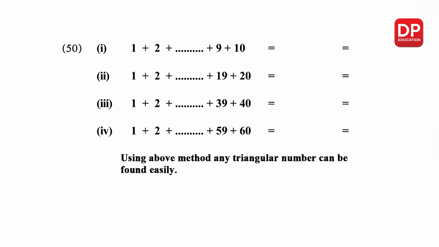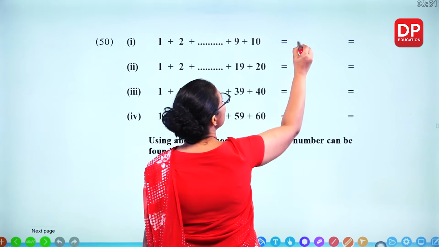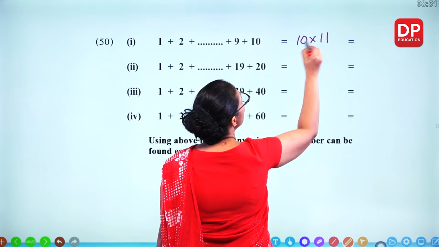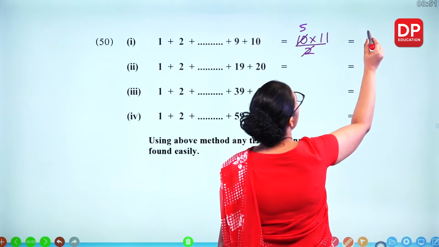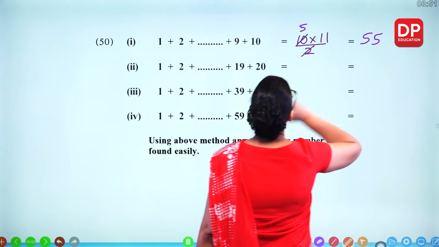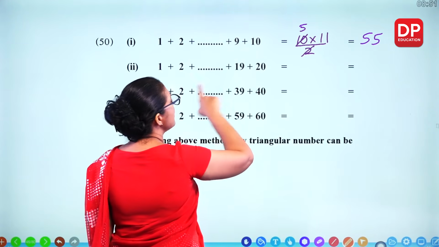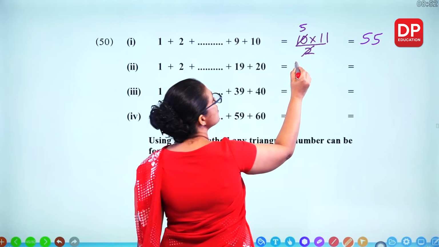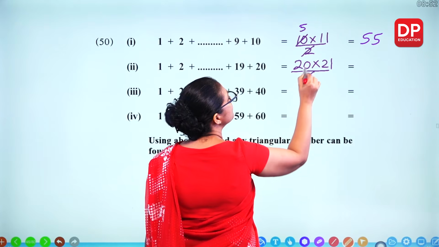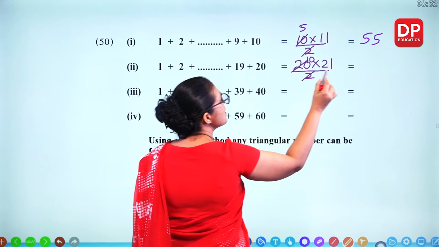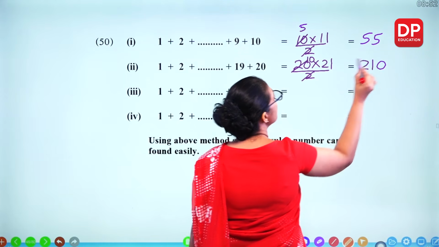So what's the sum of 1 to 10? We know that 10 into 11 divided by 2. So 2 times 5, 11 times 5, 55. So what is 1 to 20? All counting numbers adding up to 20. That's 20 into 21 divided by 2. That's 10 times 21, 210.